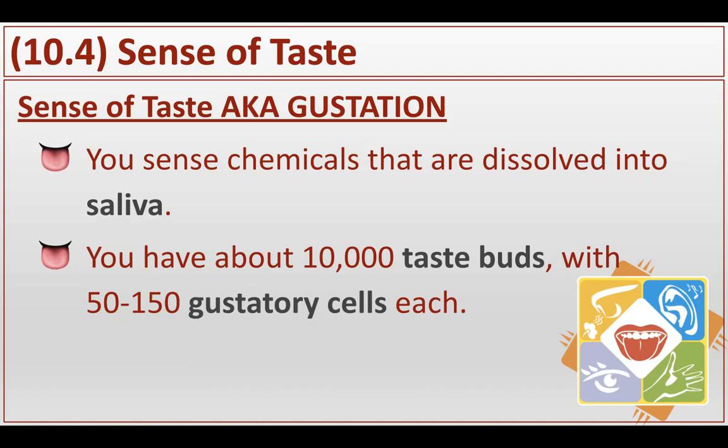So you have receptor cells that are called gustatory cells, and they are found within taste buds in your mouth, so your tongue, your mouth, and then even part of the back of your throat. You have about 10,000 taste buds, and each of those taste buds are going to have somewhere around 50 to 150 gustatory cells each. So that's a good amount of receptor cells for your sense of taste.